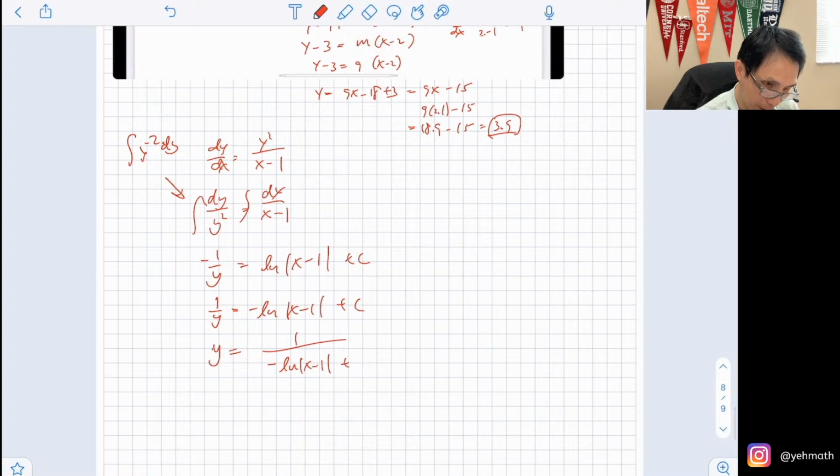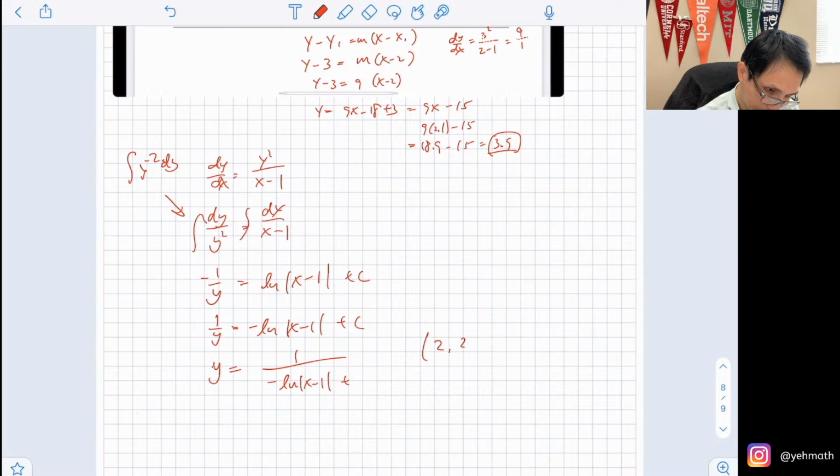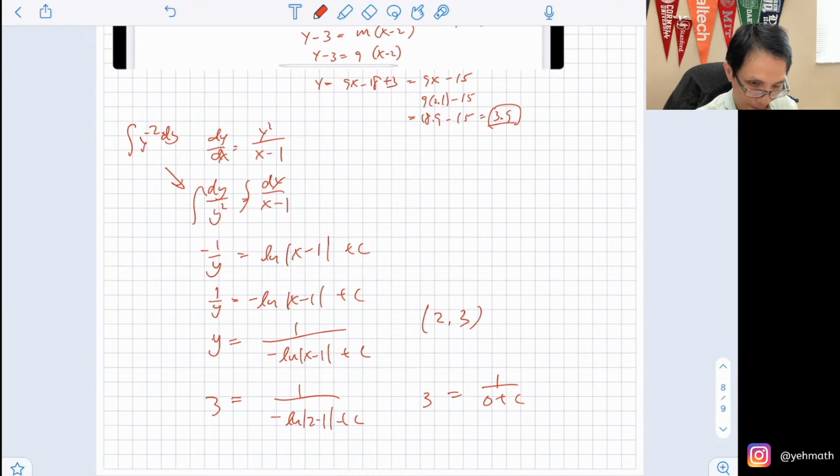Plug in 3 and 2, right? Or 2 and 3. I don't know what I plug in. 2, 3. So 3 is equal to 1 over negative natural log of 2 minus 1 plus c. So what's 2 minus 1? 1. What's natural log of 1? 0. Right. 3 equal to 1 over 0 plus c. So c is equal to what? 1 over third. So y equal to 1 over negative natural log of x minus 1 plus 1 over third.